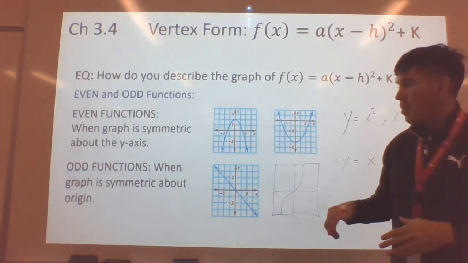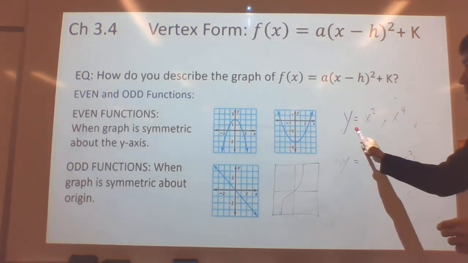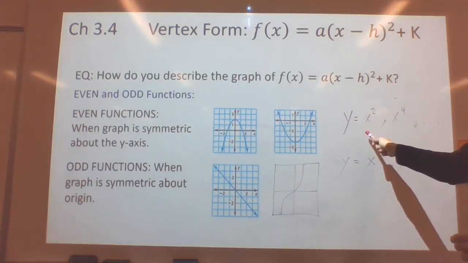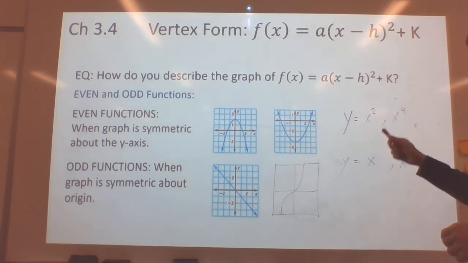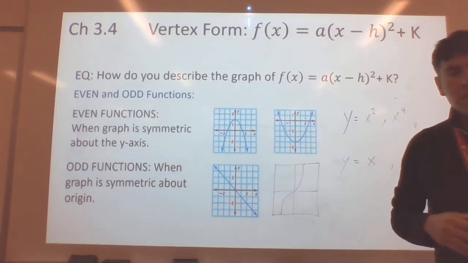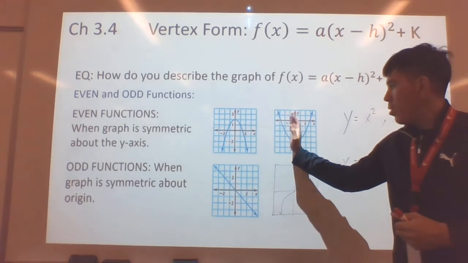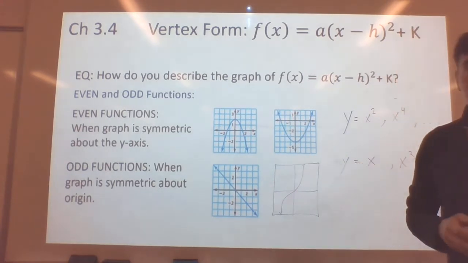And then aside from that, we're going to talk about odd and even functions. Even functions are functions that have the highest degree be even, so power of 2, power of 4. Again, those are even numbers. Right now we're working with parabolas, quadratics, and so those are even functions, and they are symmetric about the y-axis. So we have mirror images across the y-axis.